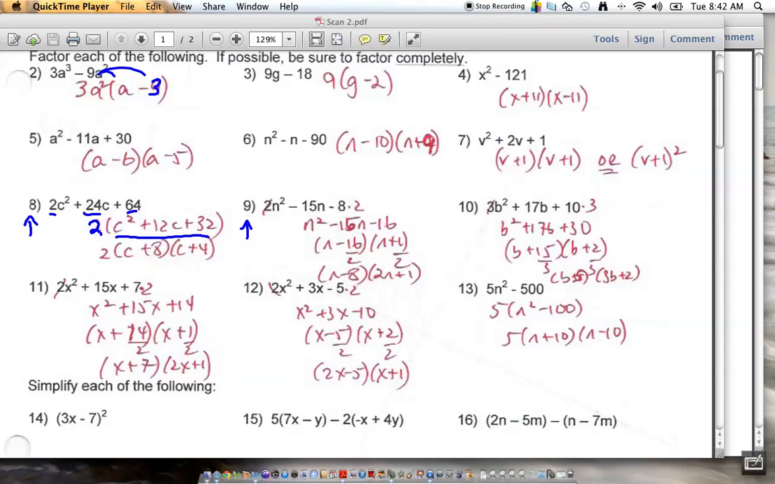Remember yesterday we spoke of the phrase "factor completely," and how there is absolutely a hidden meaning behind that "factor completely."